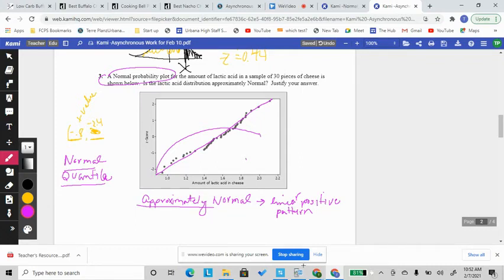The calculator does them for you. I've never seen you have to do one. I just wanted you to understand where those ordered pairs are coming from. It's also called a normal quantile plot, depending on which day they want to talk about it. So that is a normal probability plot.